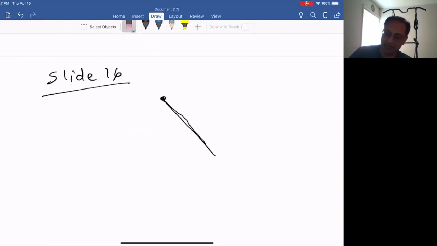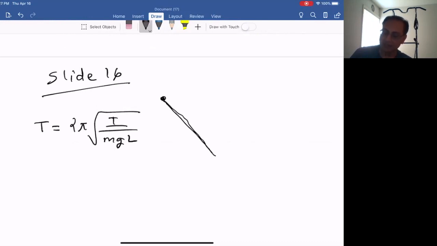So the time period of that would just be 2 pi square root of I divided by mgL. So it's again just a matter of making sure you're putting in the correct I and the correct L. So let's say that the length of this rod is, let's just call it little l, unlike what I have on the slide, so I don't mix it up with the capital L in the formula. So the length of the rod is little l, right? And let's say that the mass of the rod is m.